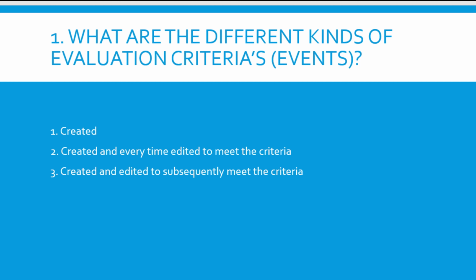1. What are the different kinds of evaluation criteria's events? 1. Created. 2. Created and every time edited to meet the criteria. 3. Created and edited to subsequently meet the criteria.